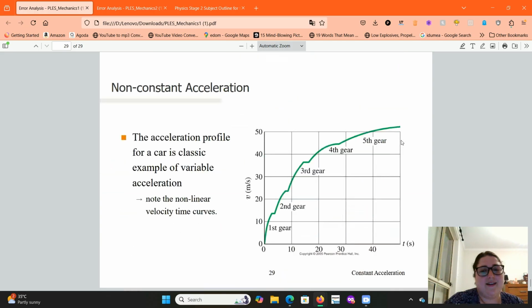Alright, last one. Non-constant acceleration. The acceleration profile for a car is a classic example of variable acceleration. It is not nice and neat. It is often quite messy looking at acceleration, especially if you're driving manual. So note the non-linear velocity time curve. So at first gear, you start up, you're going at one speed, then you shift into second gear and you go a little faster. Third gear, faster again. Fourth gear, faster. And fifth gear is where it caps off at.